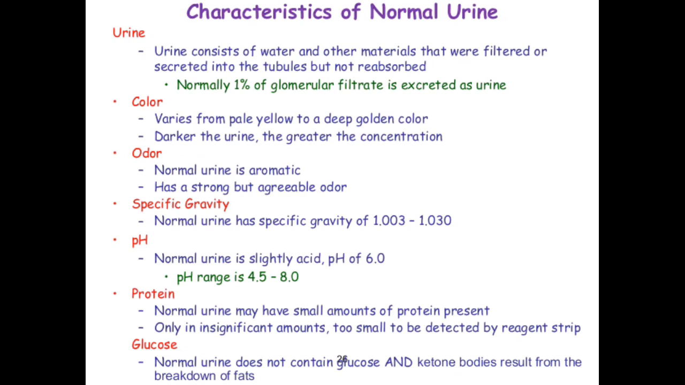Specific gravity. Normal urine has a specific gravity that ranges from 1.003 to 1.030. pH. Normal urine is slightly acidic, that is pH is 6, and the pH ranges from 4.5 to 8. Protein. Normal urine may have small amounts of protein present, an insignificant amount too small to be detected by reagent strip. Glucose. Normal urine does not contain glucose, and ketone bodies result from the breakdown of fats.